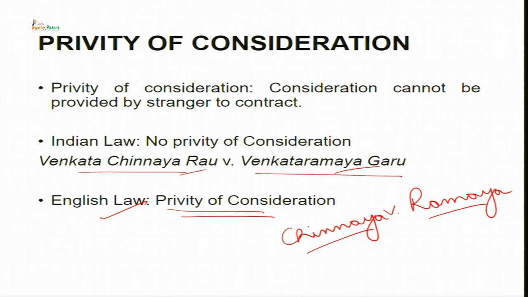Now, what happened in Chinnaya versus Ramaya, if I may explain to you briefly. So, there was this lady who owned certain properties, and she annually used to give some amount of money to her sibling, and she used to do that every year, annual payment, right, annuity. Now, she entered into a contract with her daughter, wherein the lady, that is the owner of the property, the old lady, made a promise to her daughter that she will be transferring the title over those properties to her daughter.